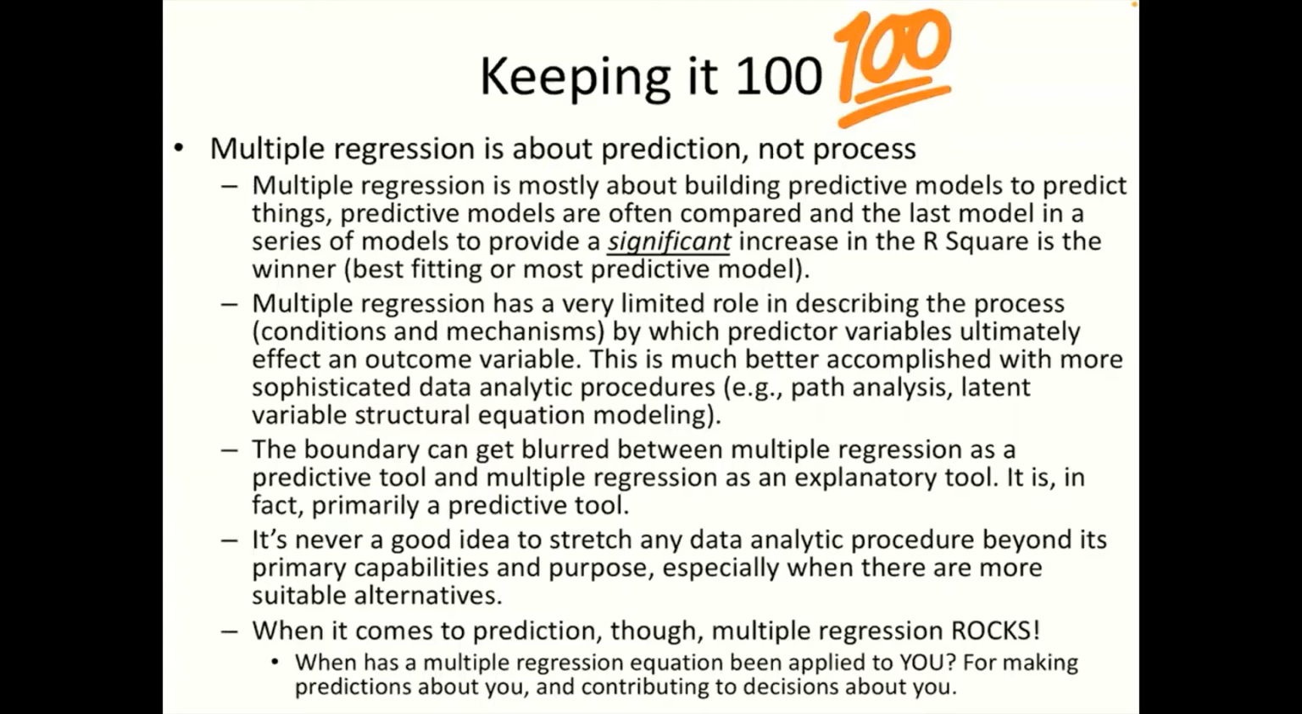And we hit the road. We start applying that model. If the best fitting model fits well with the data, then we can take it on the road and apply it for making predictions about people. Yeah, that's great. Multiple regression has a very limited role in describing the process, which consists of conditions and mechanisms by which predictive variables ultimately affect an outcome variable.